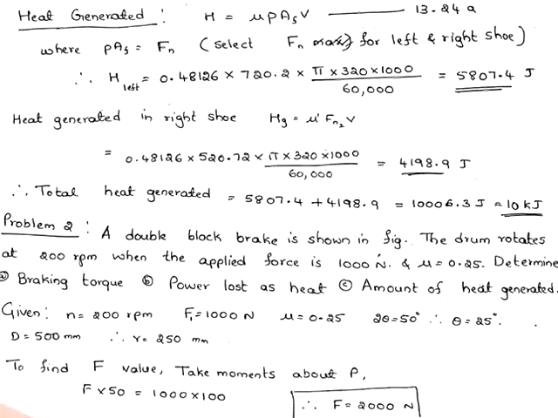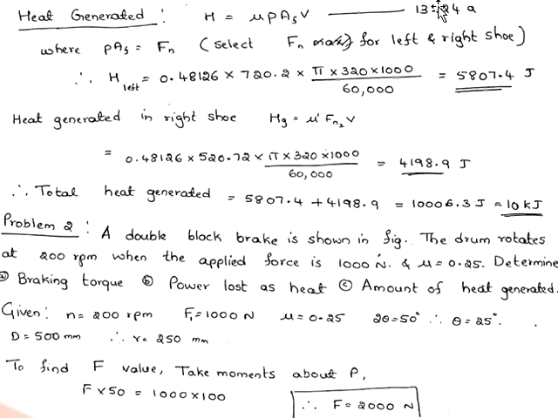Last step, calculate heat generated. Again, since there are two blocks or two shoes, we have to find out what is heat generated in left shoe, heat generated in right shoe. Add those two, that will be the total heat generated. To find out heat generated in left shoe, you can use equation mu Fn into V.